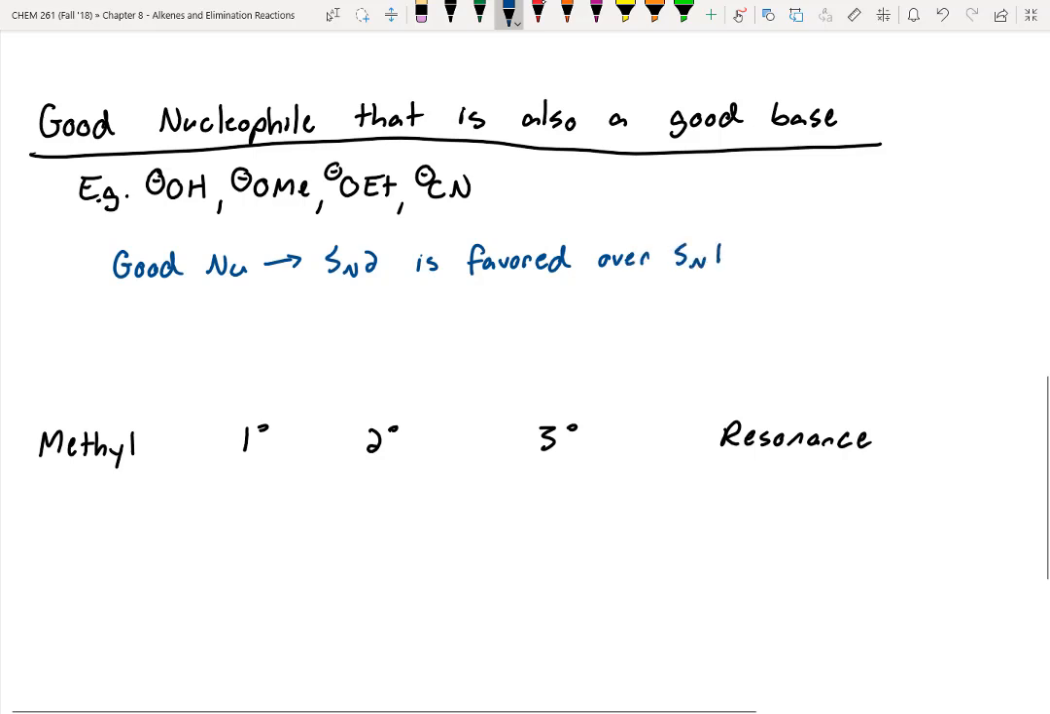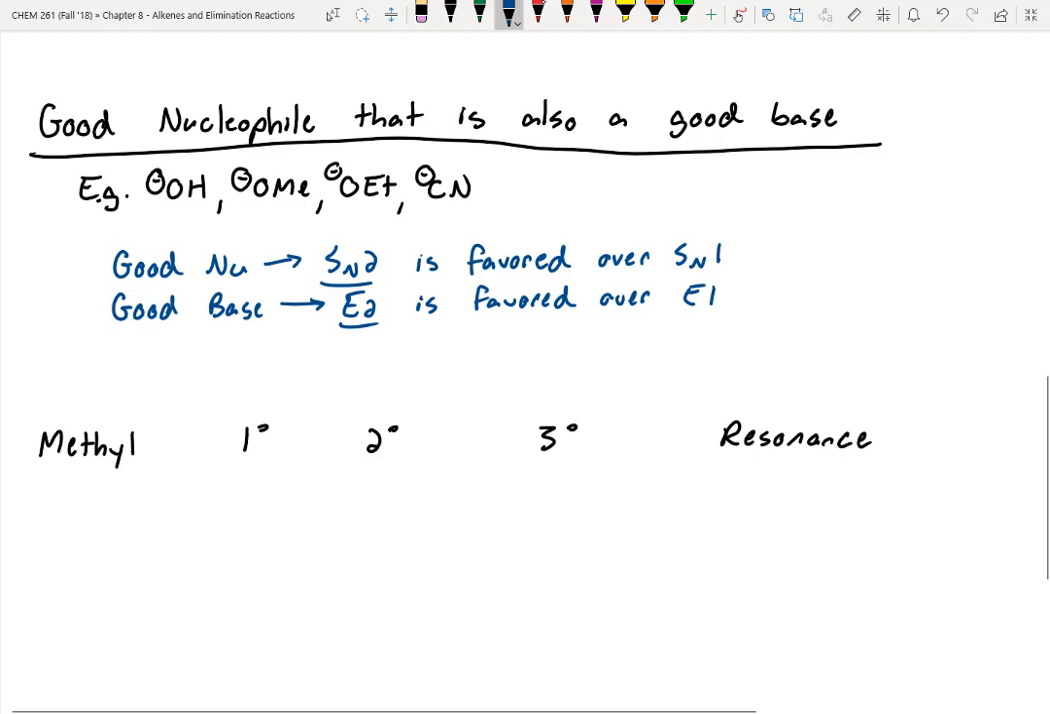All right, and then we could say good base. What does that tell us? E2 is going to be favored over E1. All right, so we know that this set is probably going to be an SN2 reaction or an E2 reaction, but we've kind of set the framework for this.